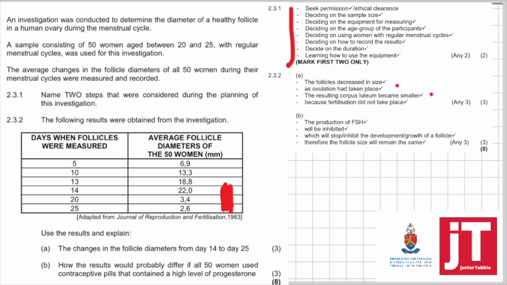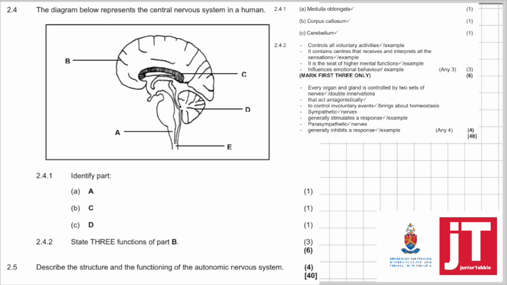Nice question. Explain how the results would probably differ if all 50 women used contraceptive pills that contained a high level of progesterone. What will happen? Remember, high levels of progesterone, right, will inhibit the production of FSH. This will inhibit the growth of a follicle, and the follicle size will then remain the same. Okay, so very nice questions.